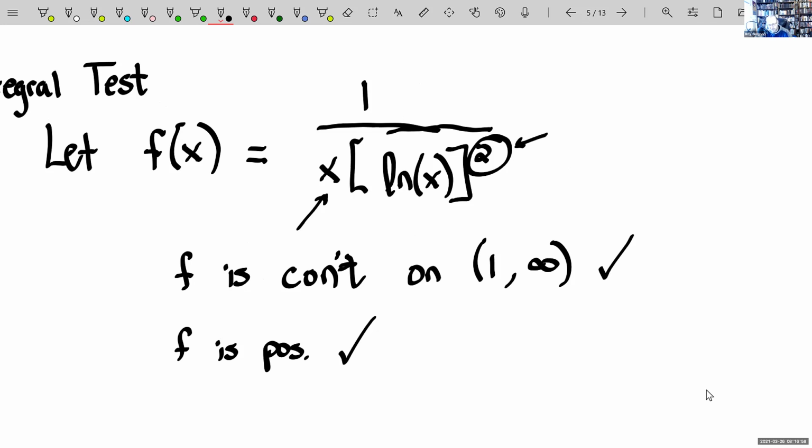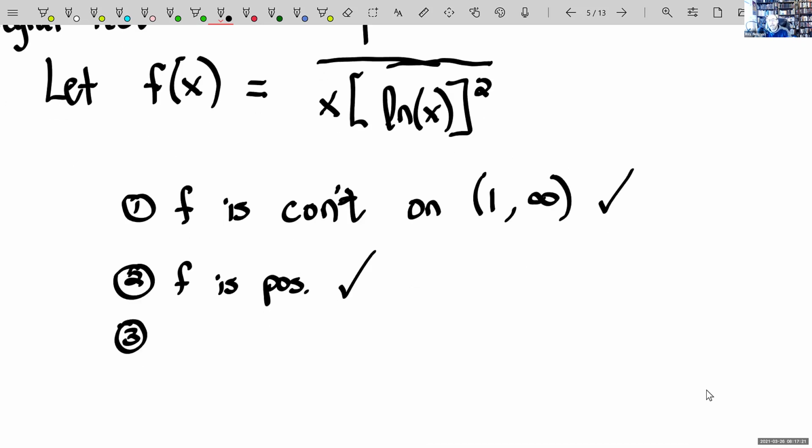So f is positive. The reality is you are well beyond that. I know you know that. So it's okay to just tell me it's positive, but you have to tell me it's positive. You can't just not say it. It is a requirement. So this is the first, and this is the second condition. Now we have to worry about the third, and the third you are going to prove.